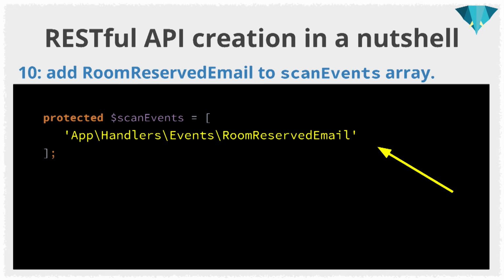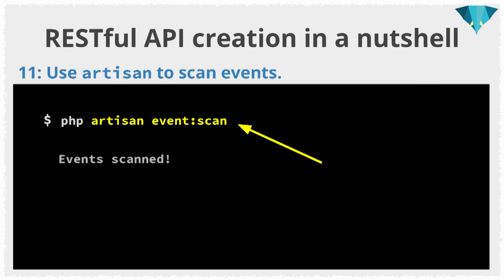And as we did with our controller, we need to add this event into the scanned events array. This will allow us, when we execute the command, to look inside of this class for the information that we need inside of the doc block. And now, in a similar way that we executed PHP artisan route scan, we execute PHP artisan event scan, and it scans all of the events.